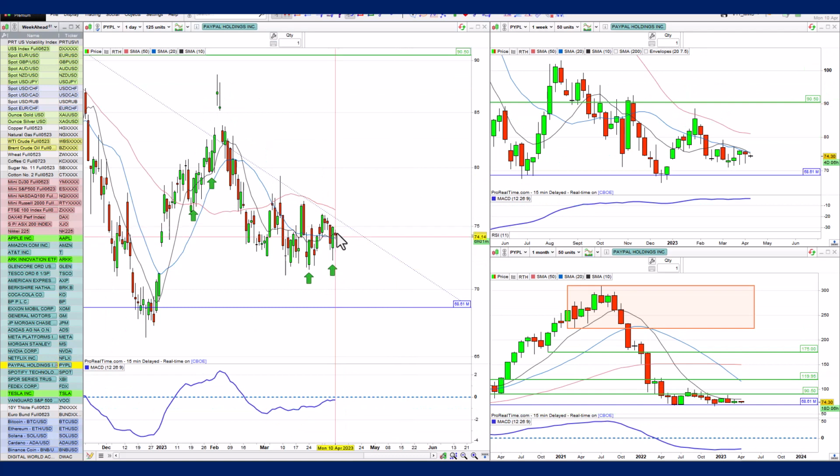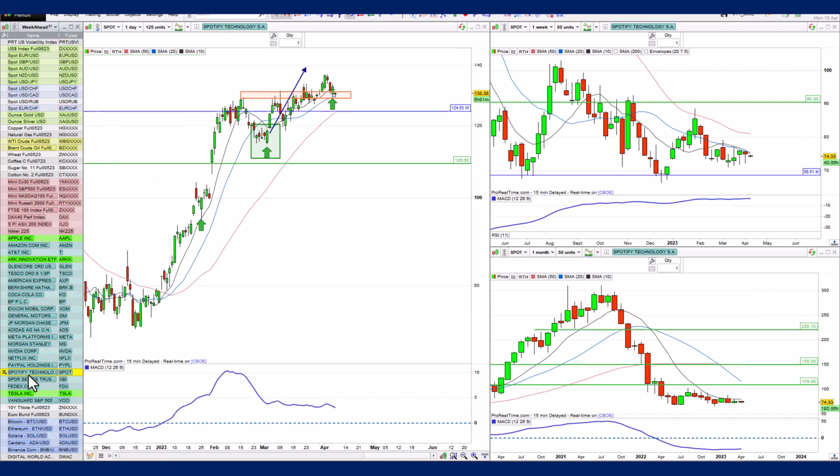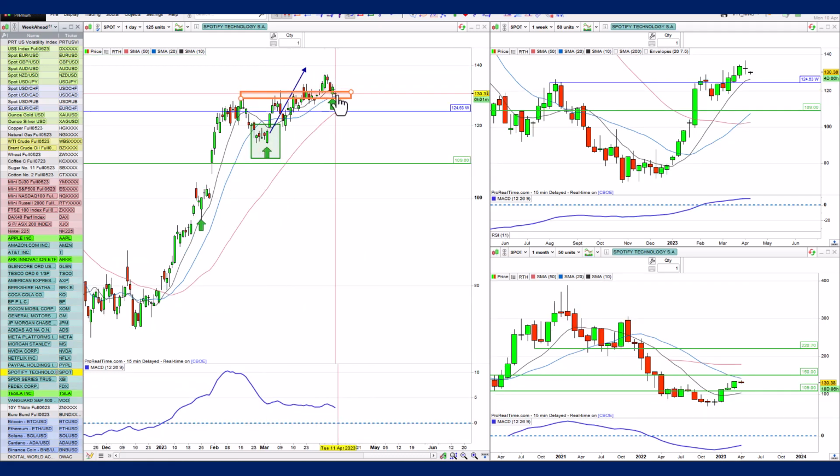PayPal, bullish candle here, but no follow through. I want to see it break through that line in the sand, and just look at the weekly here. So it's 1, 2, 3, 4, 7, 8 candles sideways. Yep, not a lot happening there. Then we have Spotify, also very nice. It's a break through that area, pull back, bullish candle. I want to see us break and continue.